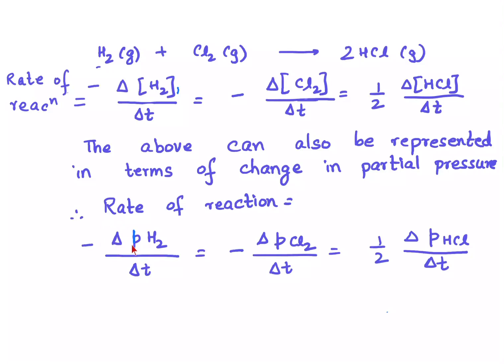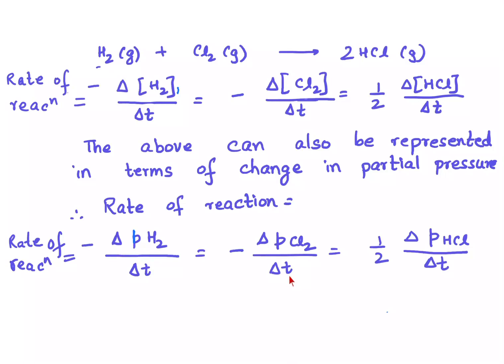And which pressure are we talking about here? We are talking about the partial pressure of each of the components. So we've got the rate of the reaction being given by, just like we wrote for concentration, negative change in the partial pressure of hydrogen divided by the change in time equals negative change in the partial pressure of chlorine divided by the change in time.